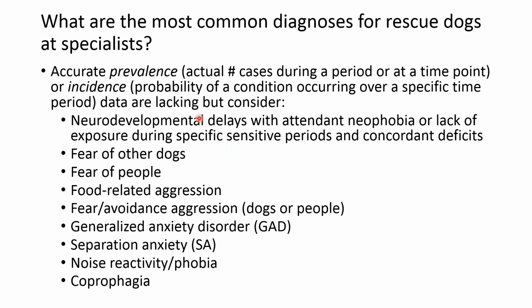They're fearful of other dogs. They're fearful of people. They have food-related aggression. They avoid dogs or people. They have generalized anxiety disorder. They have separation anxiety. They have noise reactivity or phobia. Oh, yeah. And because so many of these dogs were starved and they didn't have access to food, they learned to eat feces. So they're coprophagic.